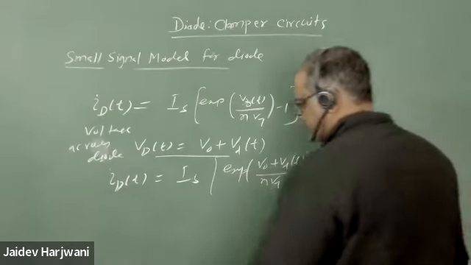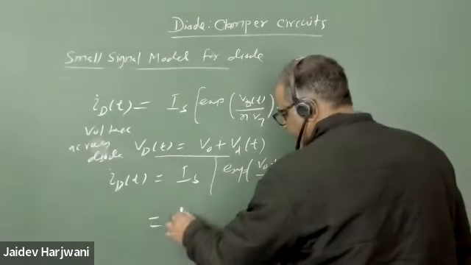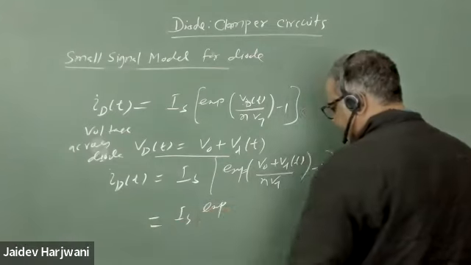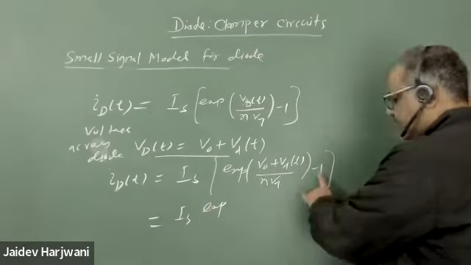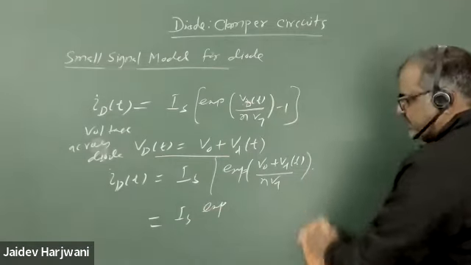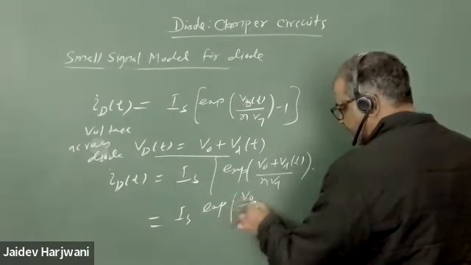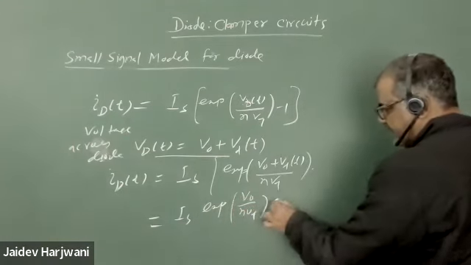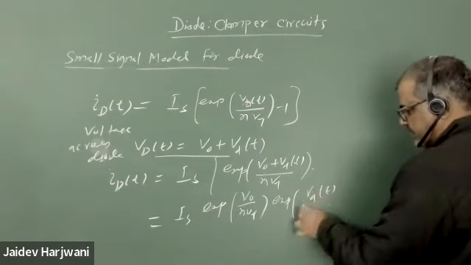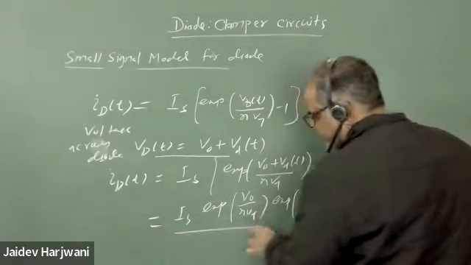Now you can solve it further. How can you write? You can write IS exponential. Now if it is forward bias, you can neglect this one. So this becomes V0 upon eta VT, and exponential VDT upon eta VT. Now what is this?